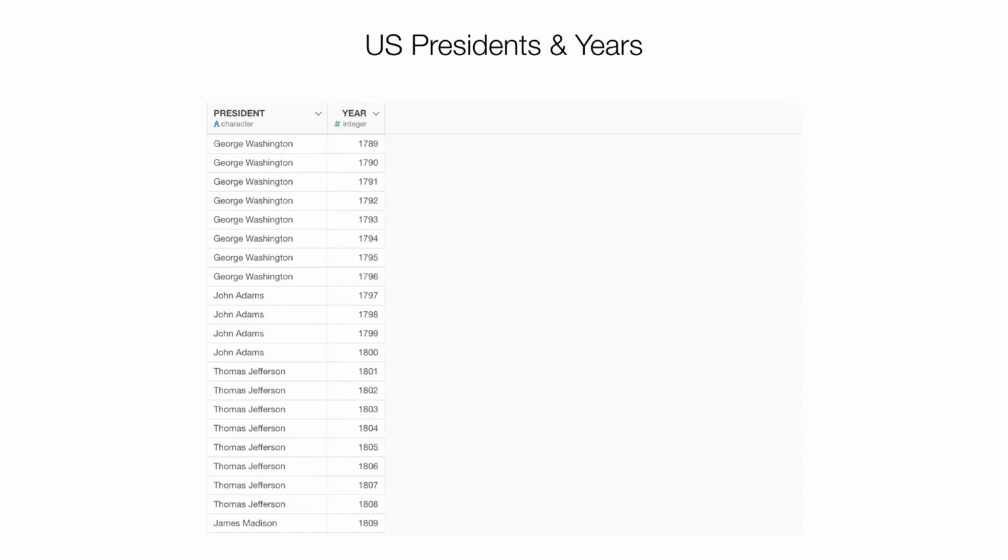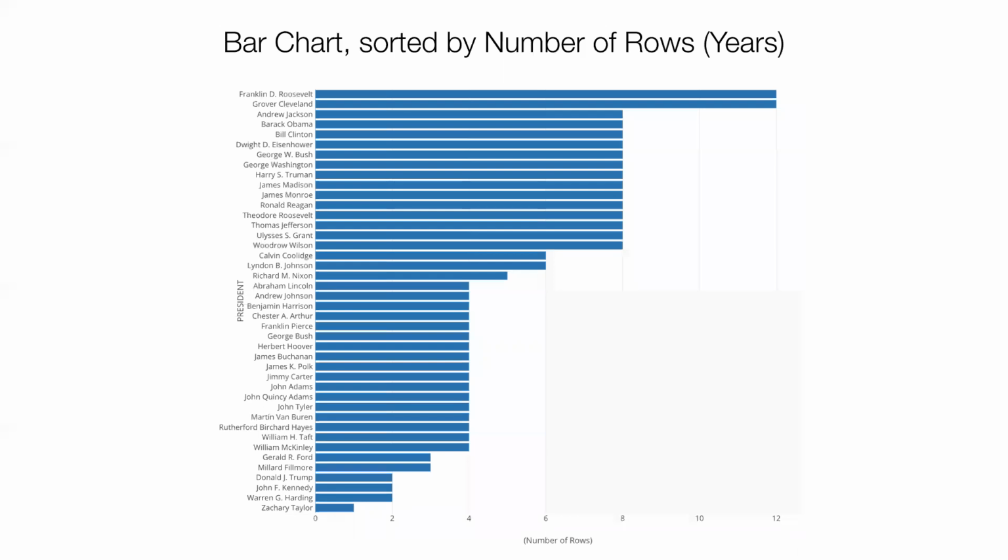Each row has a year, from 1789 to 2019. Basically it's the mapping of the president name and a year. When you visualize it, what we are visualizing here is the number of rows, where each row is a year, so the number of years they served.